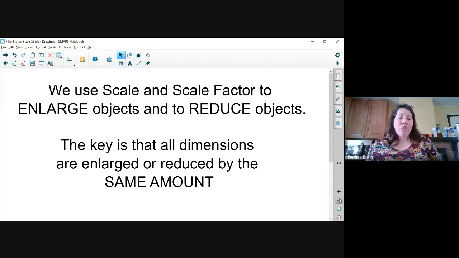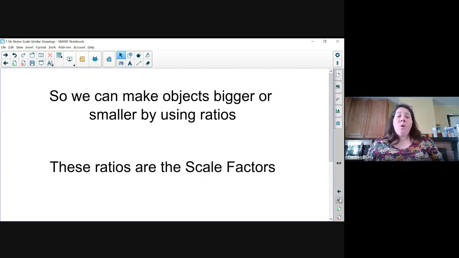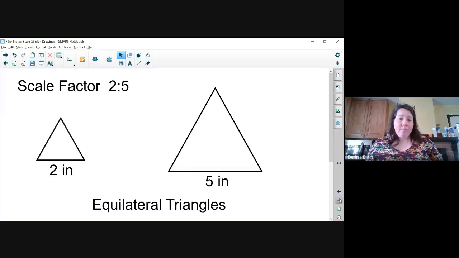Kind of like a copy machine where you take a piece of paper, a drawing, and you enlarge it or reduce it. It enlarges and reduces the drawing by the same amount. It does not distort the image, just makes it bigger or smaller. So we use ratios to make objects bigger and smaller, and these ratios are our scale factors.